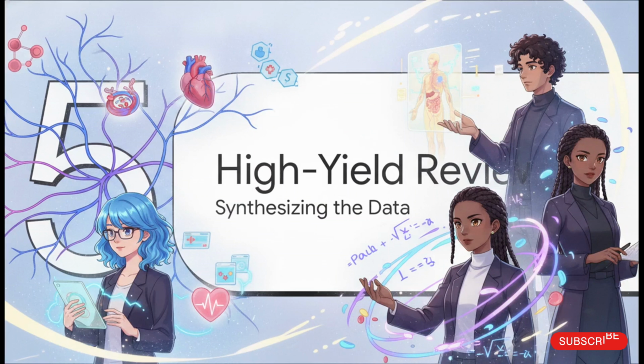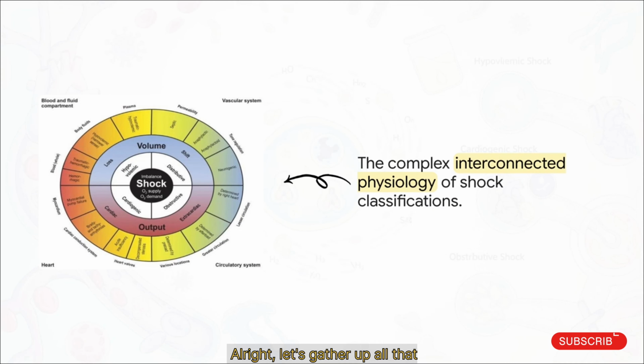Section 5. High-Yield Exam Review. All right, let's gather up all that complex pathophysiology we just covered and synthesize it. If you open up a standard textbook, you're going to see a complex diagram of hemodynamics just like this one. It's incredibly intricate, showing all these overlapping zones of cardiac, distributive, obstructive, and volume loss shock. And while it is definitely important to appreciate just how interconnected human physiology is, let's be real. Staring at this during a stressful exam isn't going to help you quickly diagnose a patient.